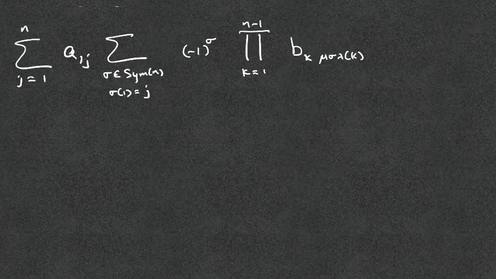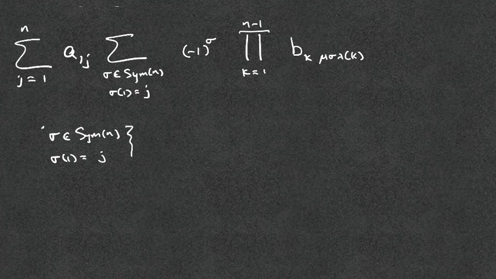And so now it looks like we're doing a re-indexing. Over this set, sigma in the symmetric group on n elements with sigma of 1 being j, we can switch to a new index, tau, where tau is going to be mu, sigma, lambda.